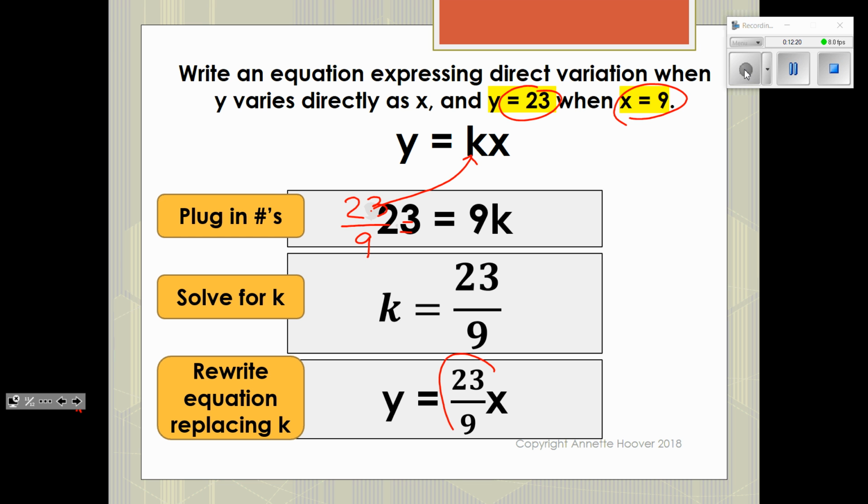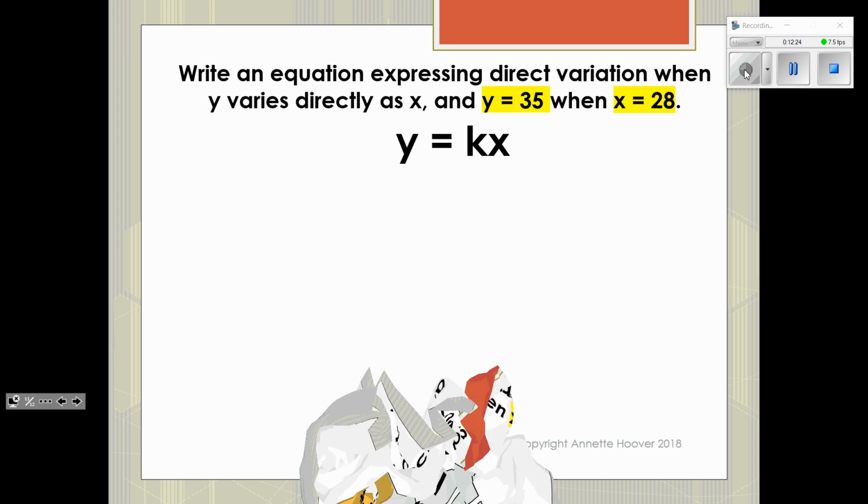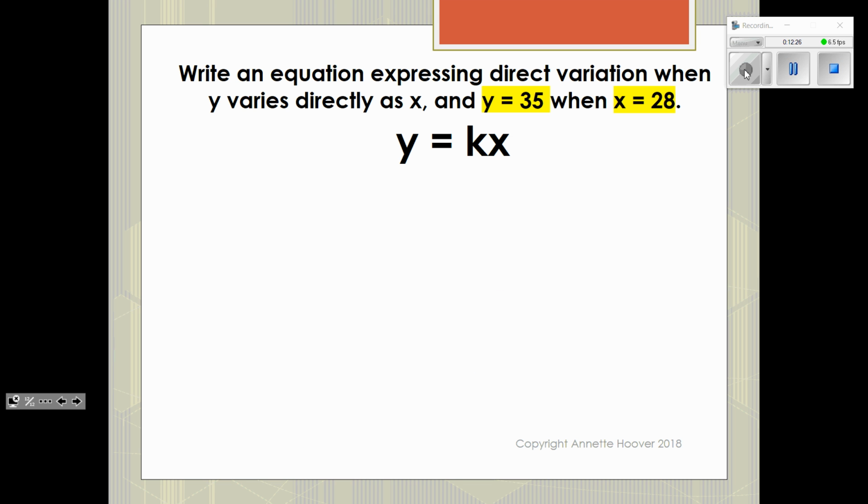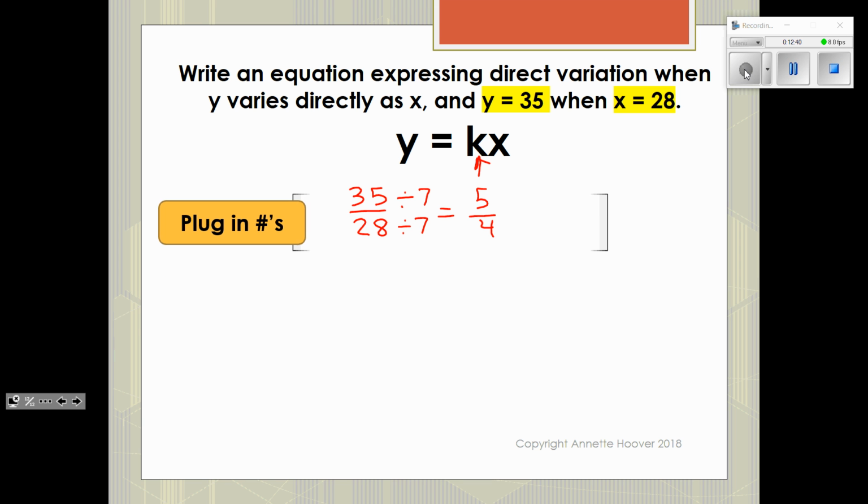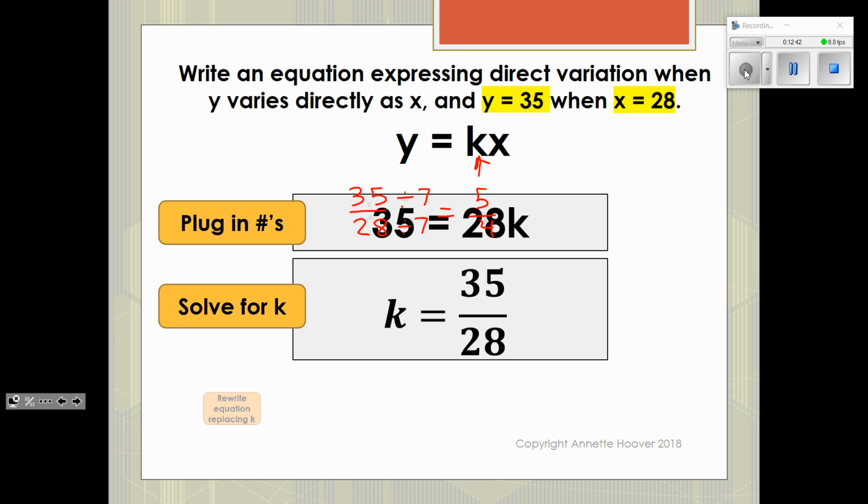See how I plugged it in right there? Just put the y on the top and the x on the bottom. So you put the y on the top, which is 35. You put the x on the bottom, which is 28. Both of these numbers are divisible by 7, so that would be 5/4 simplified, and I'm just going to plug it in right there. And when I do, that would just be y equals 5/4 x.